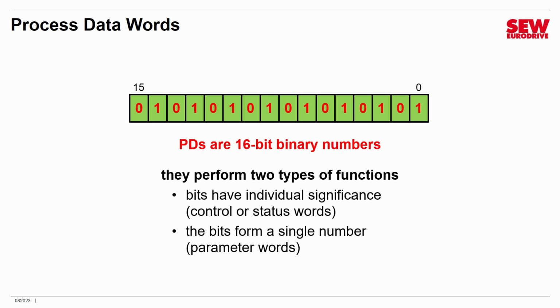The other thing you can do is the bits can form a single binary number. These are parameter words, words that provide information to the VFD like its speed or ramp, or coming back from the VFD indicating what its current speed is. So these are the 2 functions that processed data words can perform.